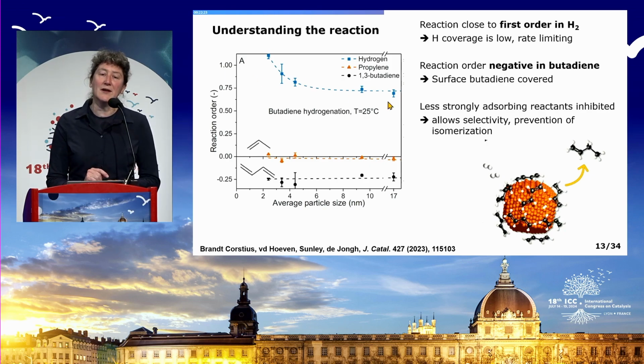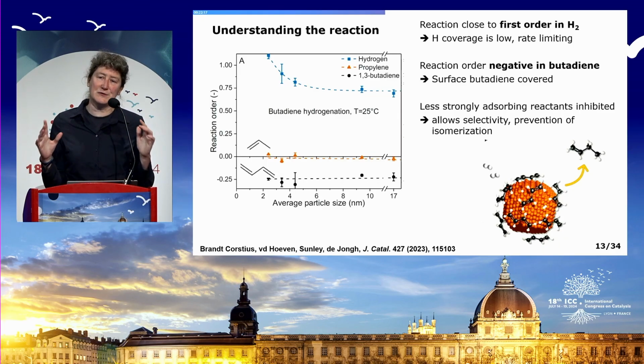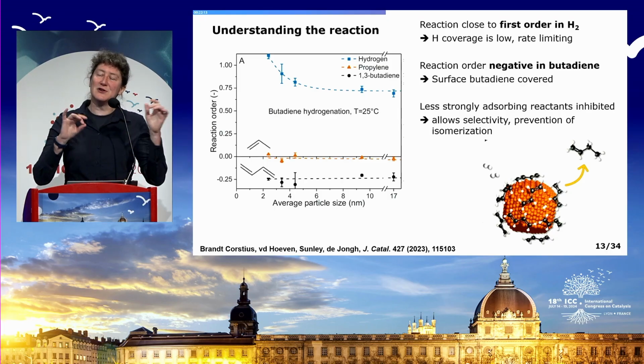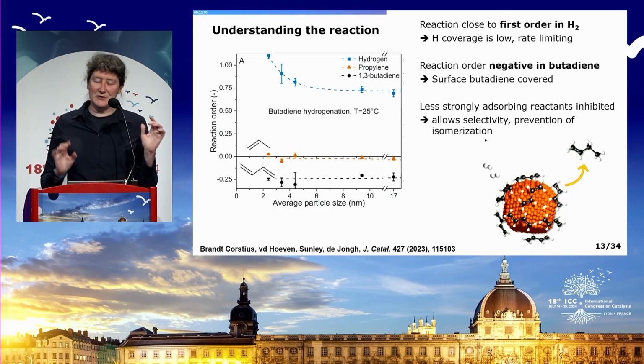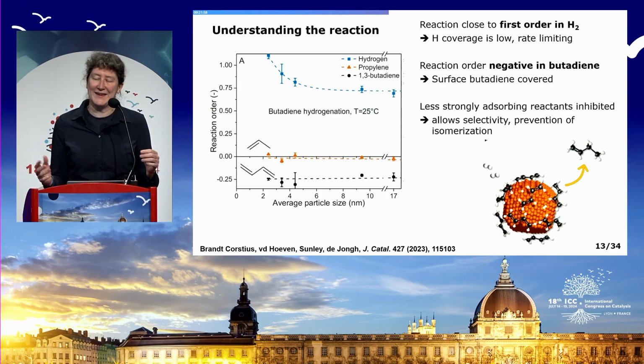It's close to 1. What does that mean? It means that there's almost no hydrogen on the surface. It's actually the amount of hydrogen on the surface that is rate limiting. So every time that the hydrogen does adsorb on the surface, it's very happy to do something. Then there's a negative reaction order actually in the main reactant, which is butadiene. And that might sound a bit counterintuitive because the more reactant I add, the slower the reaction goes.